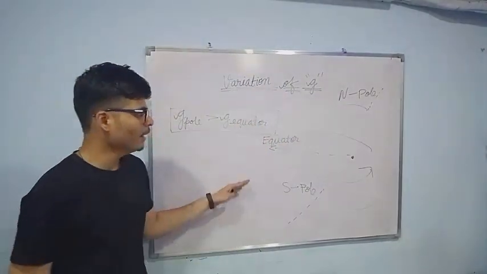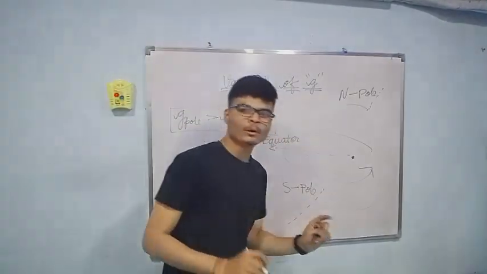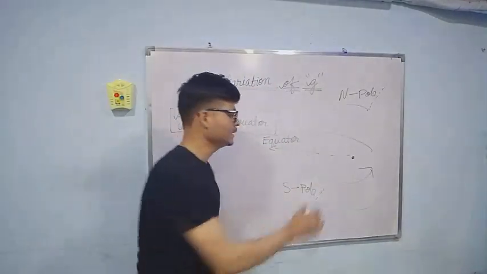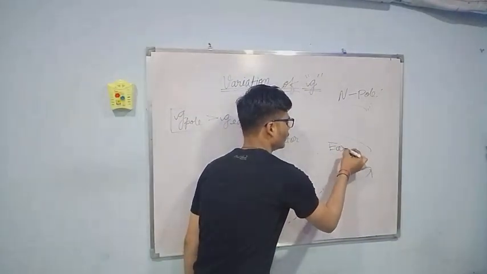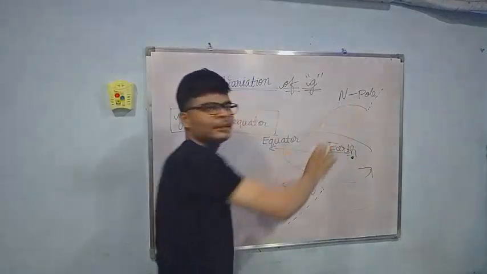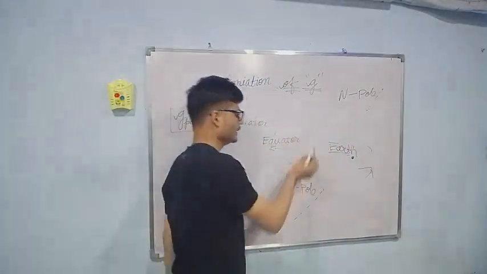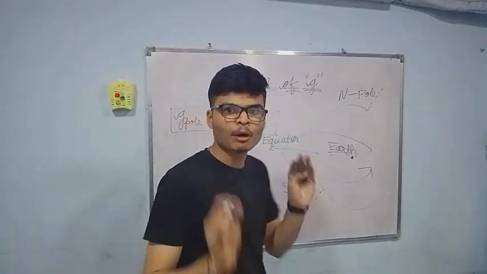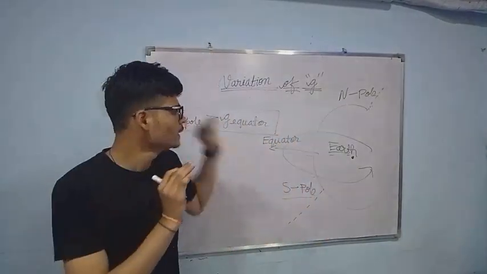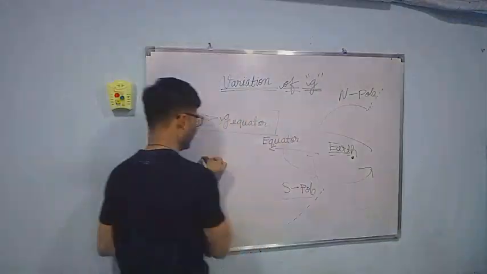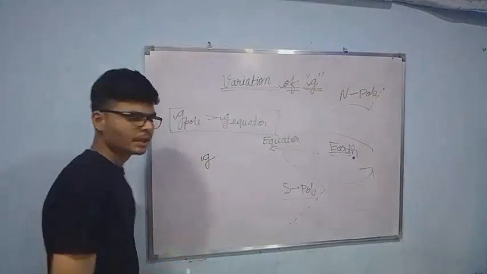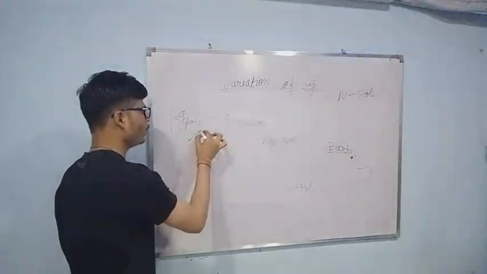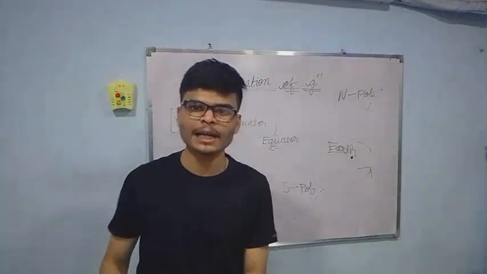Geographically, we have the North Pole and the South Pole on Earth. This is our planet Earth, and this is the North Pole, and this is our South Pole. Clearly it is seen in some observations, in some observatories, that the value of g, that is acceleration due to gravity, at the pole is greater than that of g at the equator.